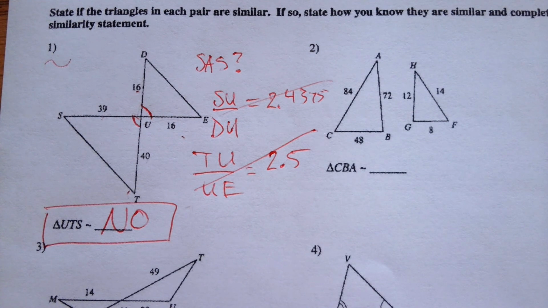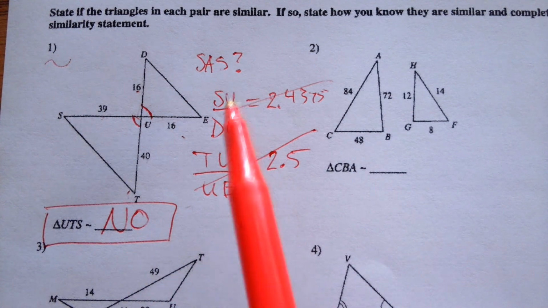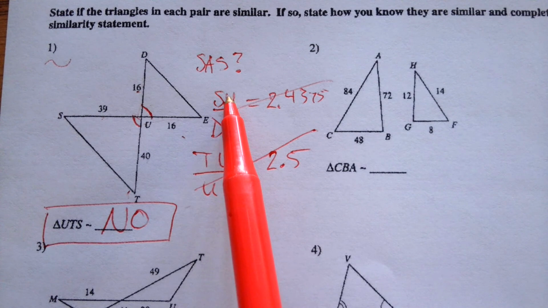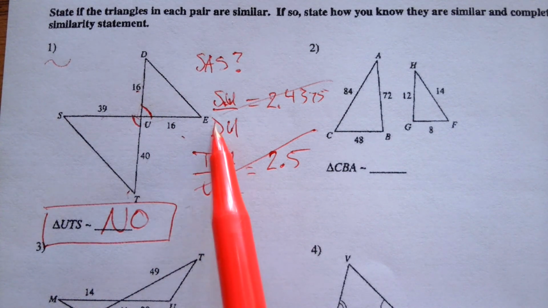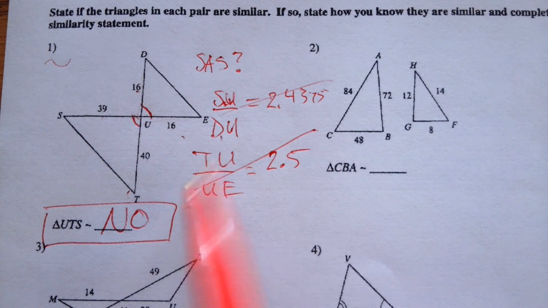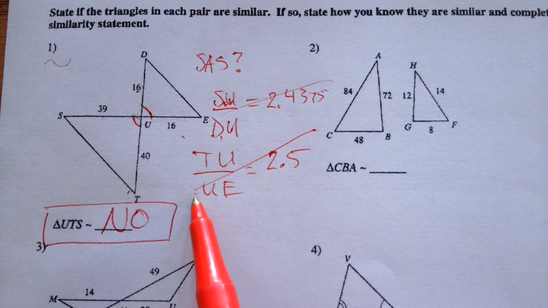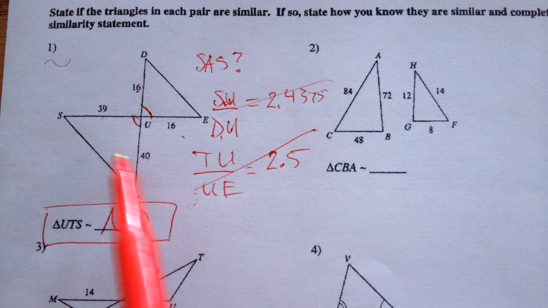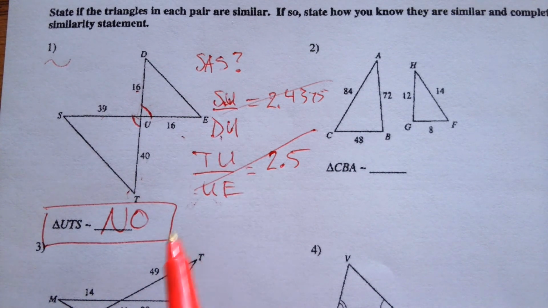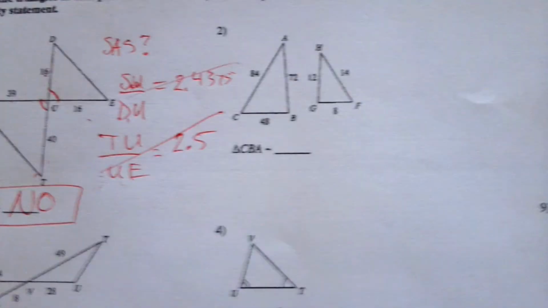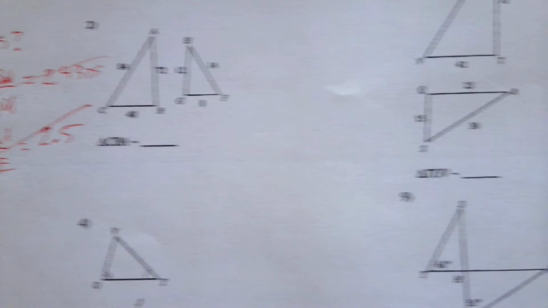Something that I want to point out, when I am comparing, I did SU divided by DU. That was the bigger triangle on top and then the smaller triangle on the bottom. For all of my fractions, it has to be in that order. Big triangle on top, TU, small triangle on bottom. I have to keep the order consistent. So this first one is no, they're not similar.